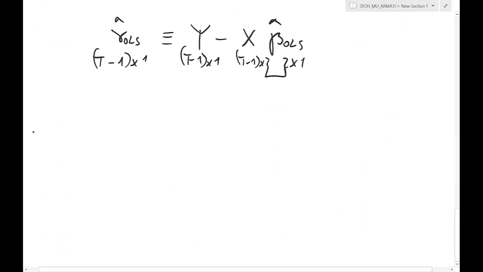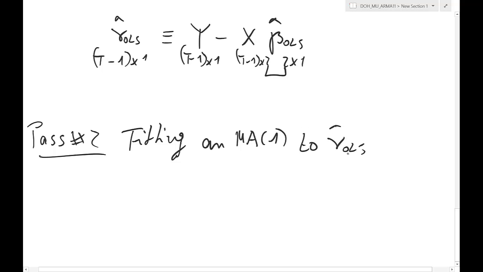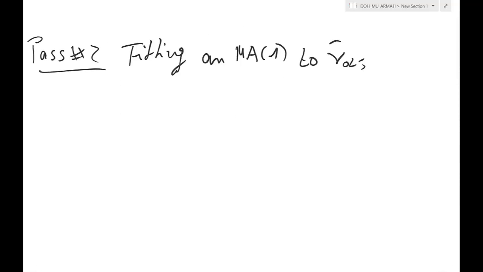Now it's about pass number 2. It's an iterative estimation approach. So we are now fitting an MA1 to this new nu OLS, this one here. Okay. How do we do that? Well, again, the MA1 can be written here as a linear problem.